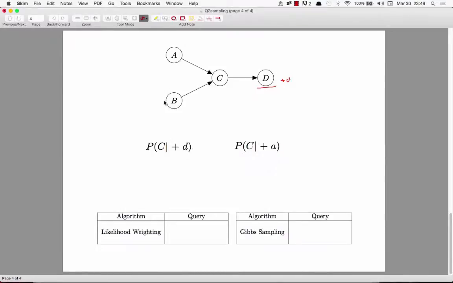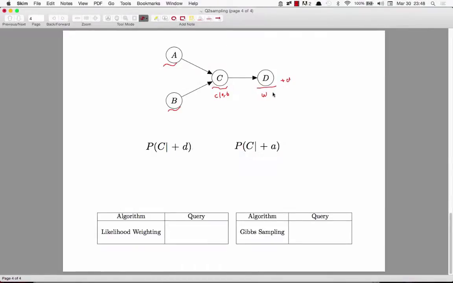So let's see what happens in the likelihood weighting. In likelihood weighting, we first sample A from the distribution P(A), then we sample B, then we sample C. So C gets sampled after A and B have been sampled. And then when we come at D, we just assign a likelihood weight to that sample.